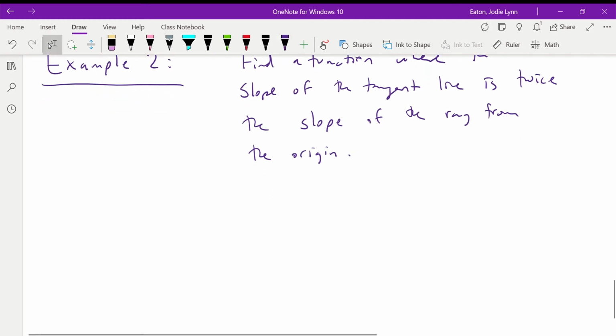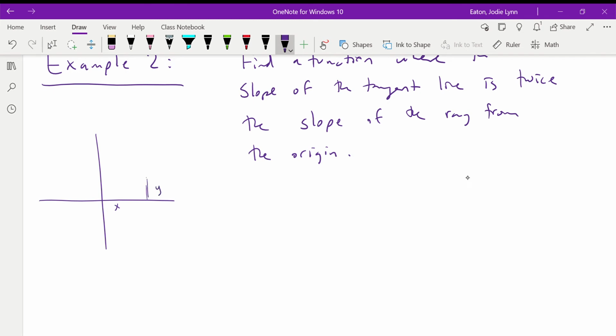Okay, so what does that mean? We've got over here our x and our y, and we've got a point here. So this is the ray from the origin, that's the slope, and we want the tangent line at that point to be twice that. Okay, so this is slope m, and this would be slope 2m.